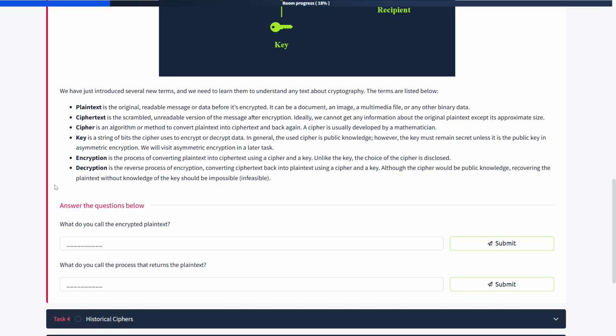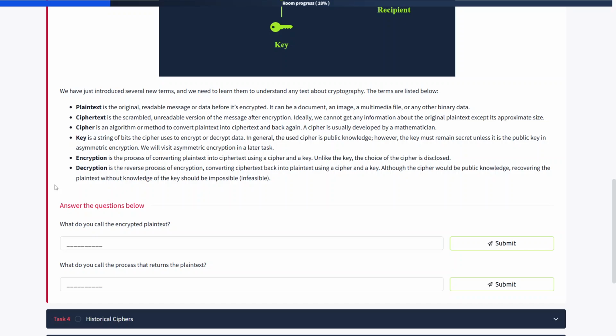Cipher is an algorithm or method to convert plain text into ciphertext and back again. A cipher is usually developed by a mathematician. Next, key. Key is a string of bits the cipher uses to encrypt or decrypt data. In general, the used cipher is public knowledge. However, the key must remain secret unless it is public key in asymmetric encryption. We will visit asymmetric encryption in a later task.